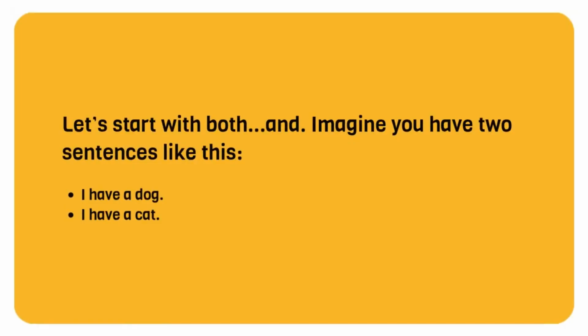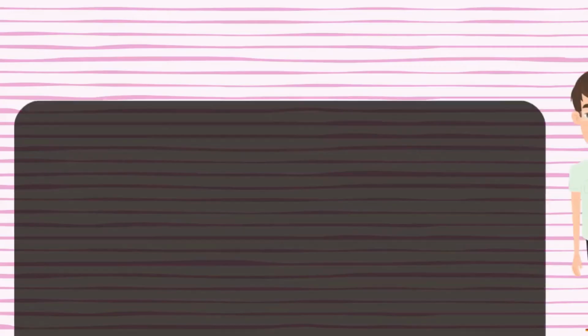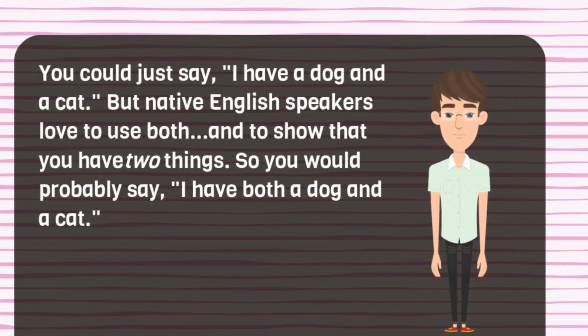Imagine you have two sentences like this: I have a dog. I have a cat. You could just say, I have a dog and a cat, but native English speakers love to use both... and to show that you have two things. So, you would probably say, I have both a dog and a cat.